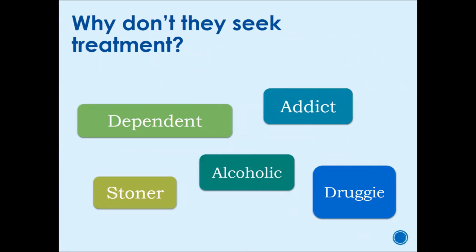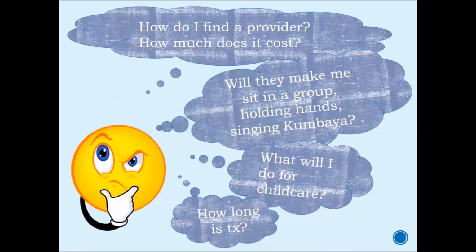So why don't people seek treatment? It could be that they are not interested in accepting a label, particularly if it's a derogatory one. We know that stigma is still an issue with all sorts of drugs of abuse. There's also a ton of practical barriers that get in the way for folks. Finding a provider, figuring out how much it will cost and being able to pay for that. Childcare, how long is treatment? Do they have transportation? There's just a number of really practical things that get in the way of people accessing care.